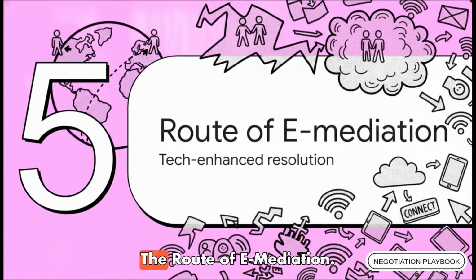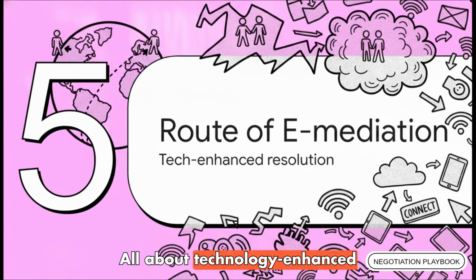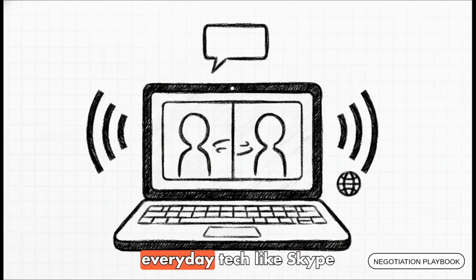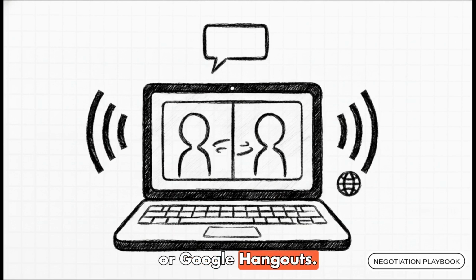Section 5. The route of e-mediation, all about technology-enhanced conflict resolution. So, what if the parties involved are thousands of miles apart? Or honestly, what if the conflict is so toxic they just can't stand to breathe the same air in a conference room? Enter e-mediation. It takes the traditional facilitative approach and just leverages everyday tech like Skype or Google Hangouts. You still get to read visual and vocal cues, but you completely remove the threat and tension of physical proximity.